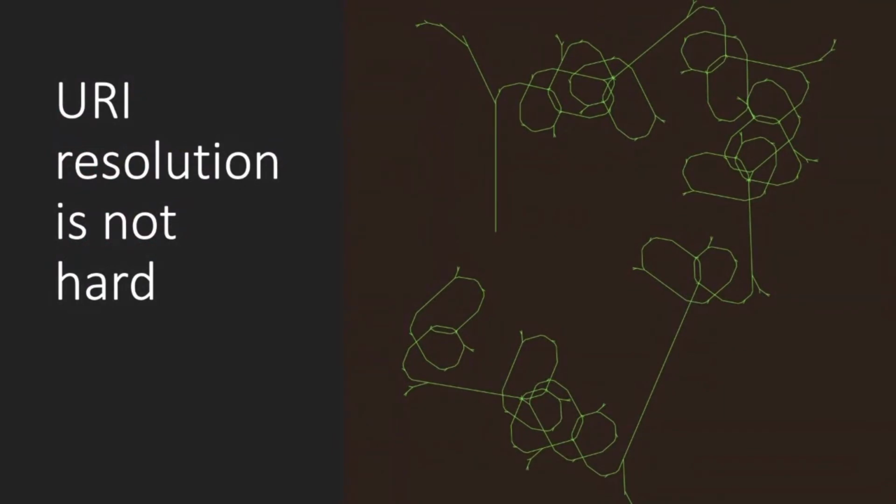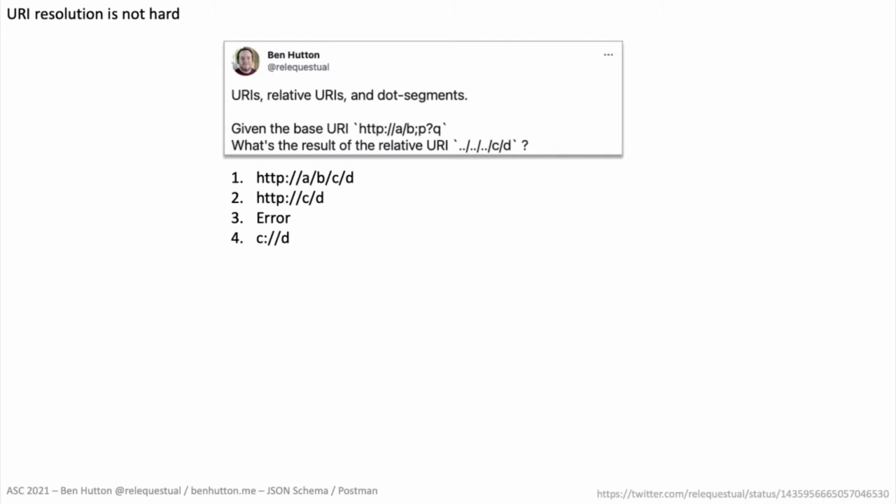One of the topics I find schema authors struggle with the most is URI resolution, or more accurately, relative URI resolution against a base URI. But that doesn't make such a catchy title. When checking my understanding for this talk, I put out a poll on Twitter to see if other users could work out this particular edge case.